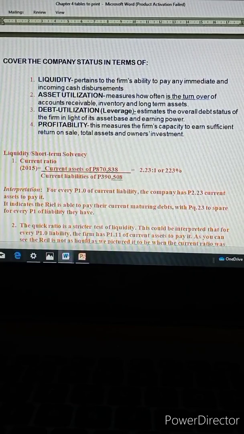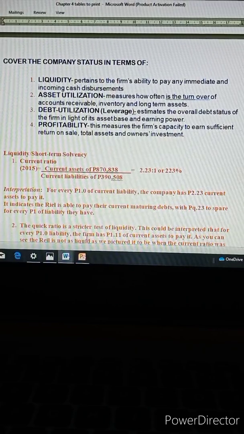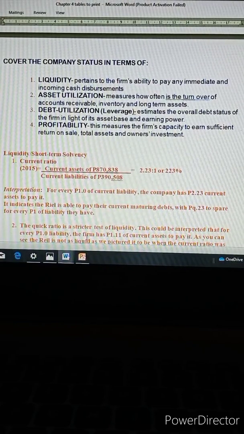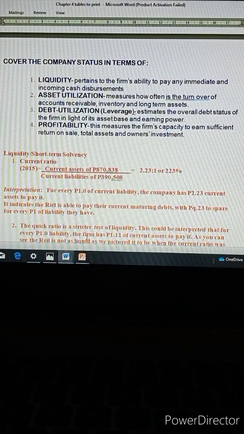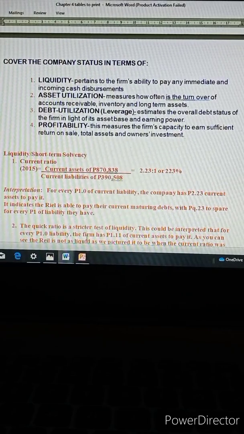Number 2, asset utilization. This measures how often is the turnover of accounts receivable, inventory, and long-term assets. Number 3, debt utilization or leverage, estimates the overall debt status of the firm in light of its asset base and earning power. Number 4, profitability of the company. Profitability measures a firm's capacity to earn sufficient return on sales, total assets, and owner's investments.